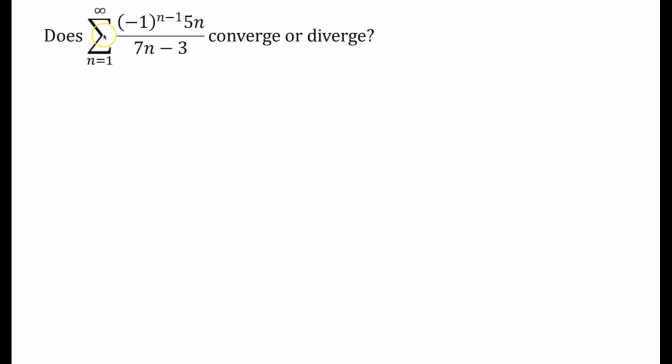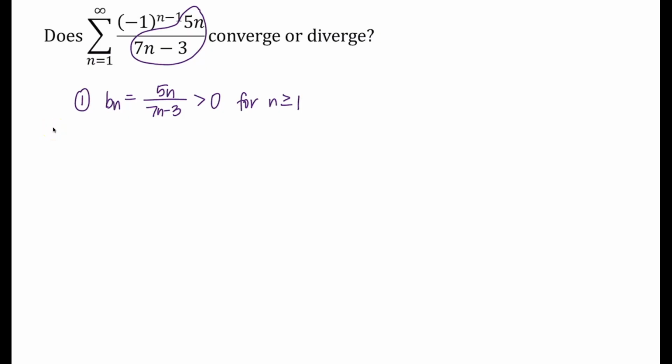Here we want to know, does the sum of n equals 1 to infinity of negative 1 to the n minus 1 times 5n all over 7n minus 3 converge or diverge? We have our alternating factor, negative 1 to the n minus 1, and so the remaining part, b sub n, is 5n over 7n minus 3. Now the first condition: b sub n is equal to 5n over 7n minus 3. Well, that is greater than 0 for n values greater than or equal to 1. So the numerator will be positive. 7 times 1 minus 3, that's going to be positive.